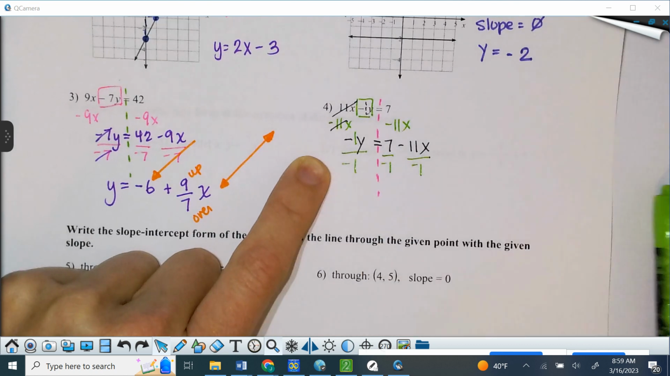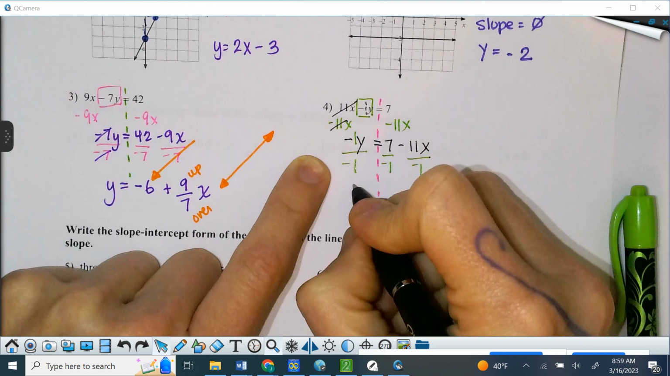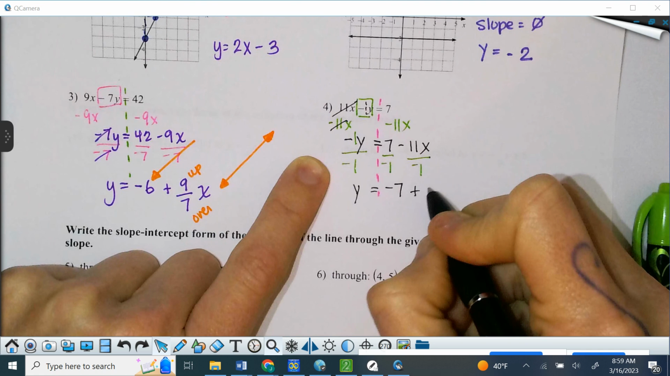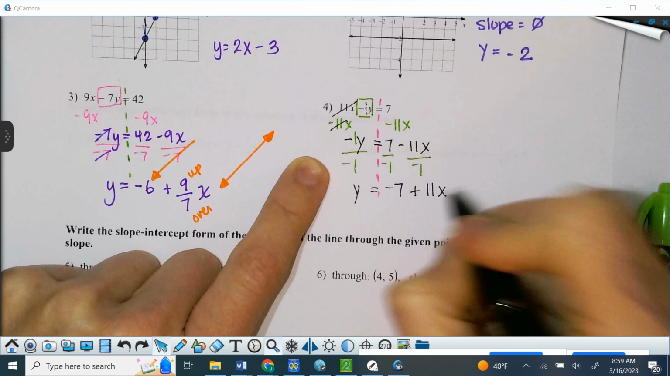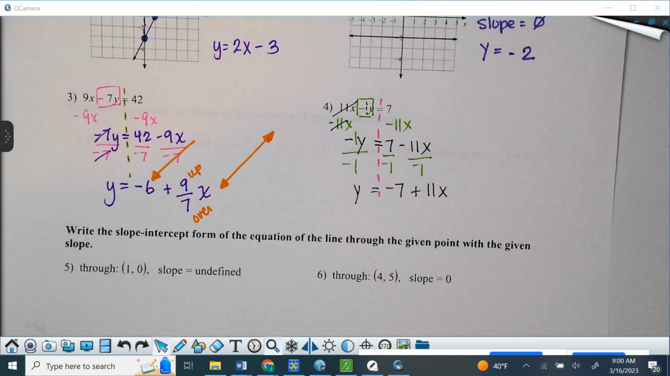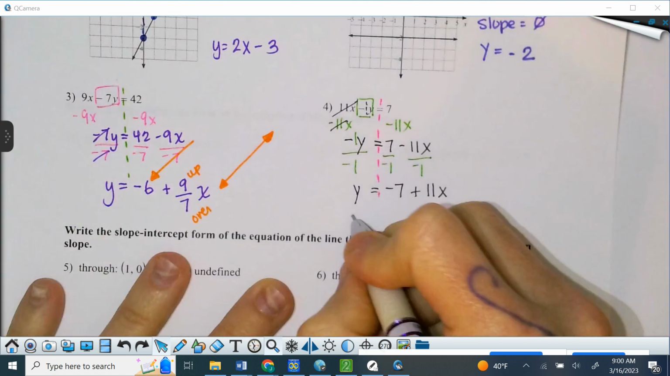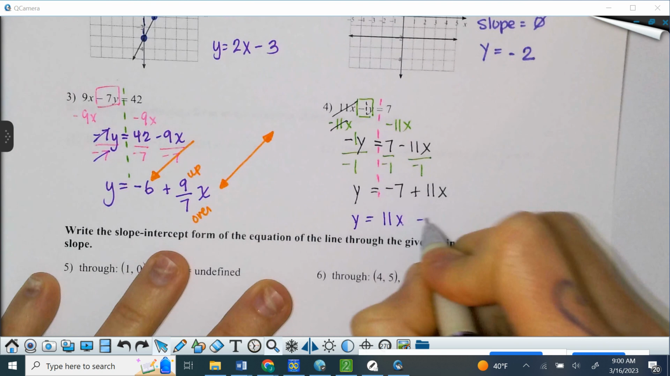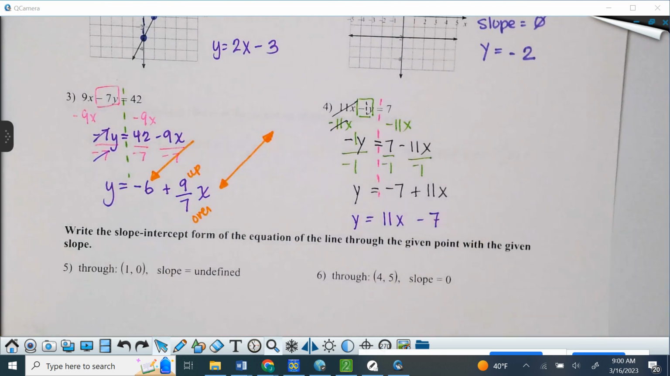And y equals -7, negative and a negative again gives me a positive 11x. So we can rewrite it in order if you want. It's fine this way as well because you should know that the coefficient of x is our slope, and then the constant, so the number without a variable, is your y-intercept.